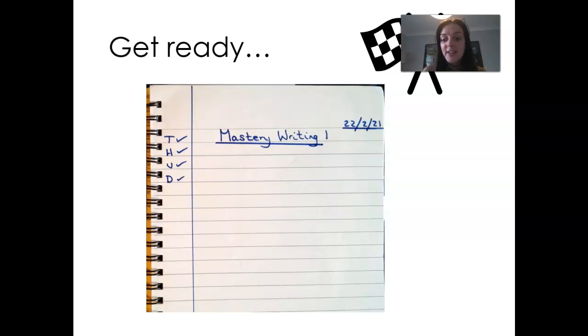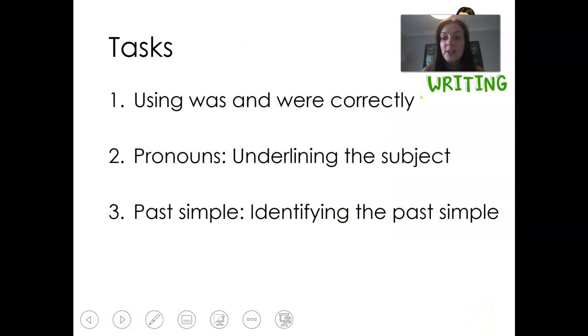Right, that means we're now ready to start. So let's have a look at our task for today. What will you be doing? So the first thing you're going to be doing is looking at using the words was and were correctly. So we're going to be fixing up some sentences and choosing the right word. Then we're going to look at pronouns. So we'll be looking at the subject in each sentence. And then finally, we're going to focus on using the simple past tense. Okay, so 3 activities to do, and you need to carefully listen and follow my instructions.